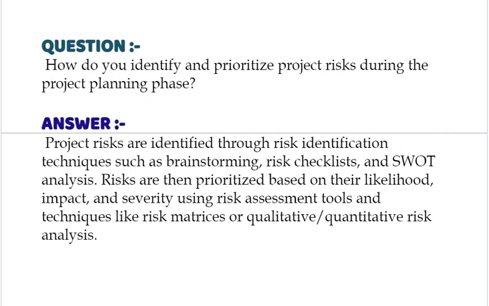Our next interview question is: how do you identify and prioritize project risks during the project planning phase? Your answer should be: project risks are identified through risk identification techniques such as brainstorming, risk checklists, and SWOT analysis. Risks are then prioritized based on their likelihood, impact, and severity using risk assessment tools and techniques like risk metrics, risk matrices, or qualitative and quantitative risk analysis.